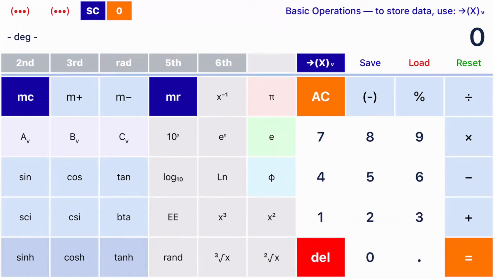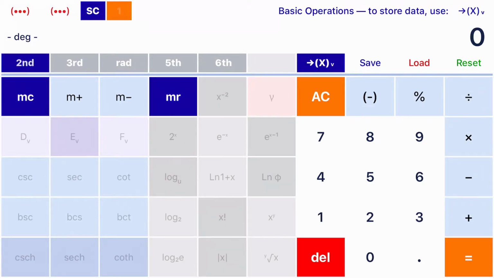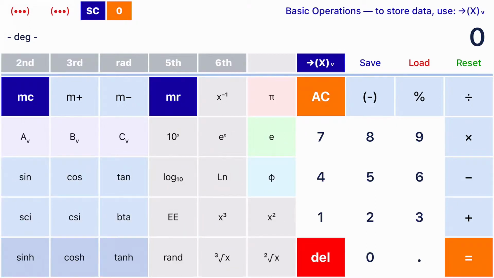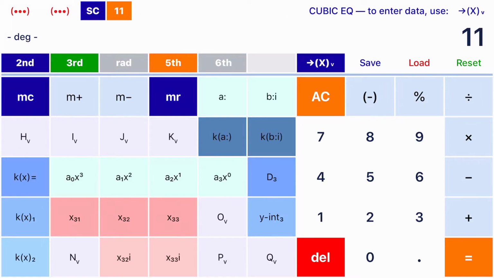Cubic equations are located on screen number 11. I can either navigate to this screen by using the function keys, which is the second, the third, and the fifth function combined. But like I said in the past, you could also navigate directly by typing number 11, pressing the numbers, the blue and yellow and orange buttons at the top. Okay, so that'll give me access to the screen also.